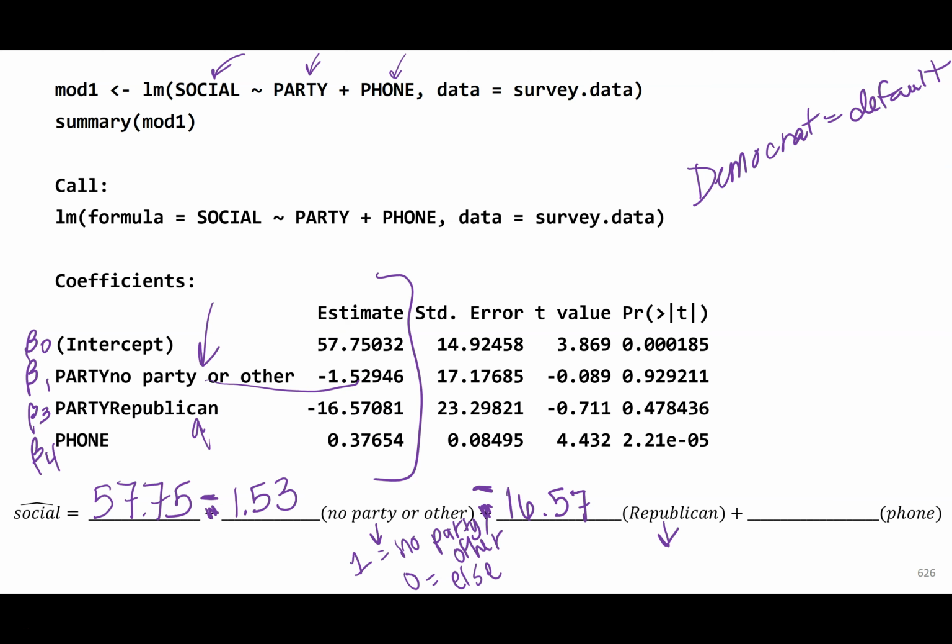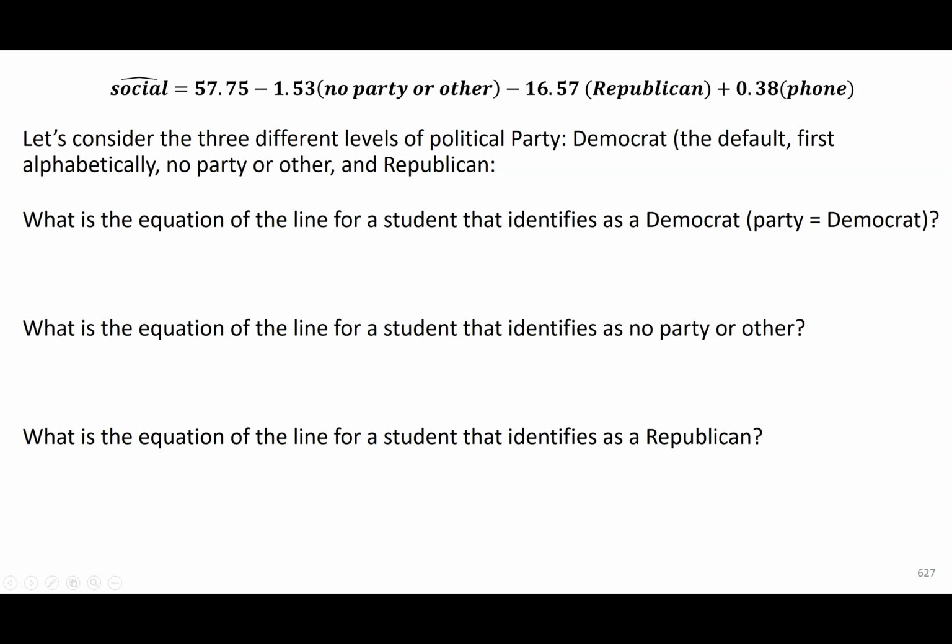So this will be a 1 if the student identified as Republican, a 0 if they identify as anything else, plus, this is positive here, 0.38 times phone. So what we put in there is just the number of minutes for phone use in a day. So moving forward, I'm going to go ahead and interpret this. The line will look different depending on which party they're in. So there are 3 different levels of political party. There's the Democrat, which is the default because it comes first alphabetically. There's no party or other, and Republican.